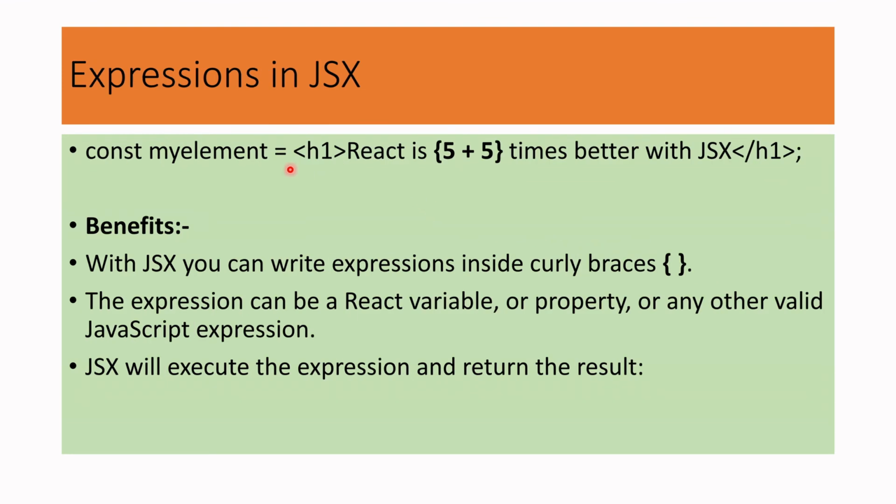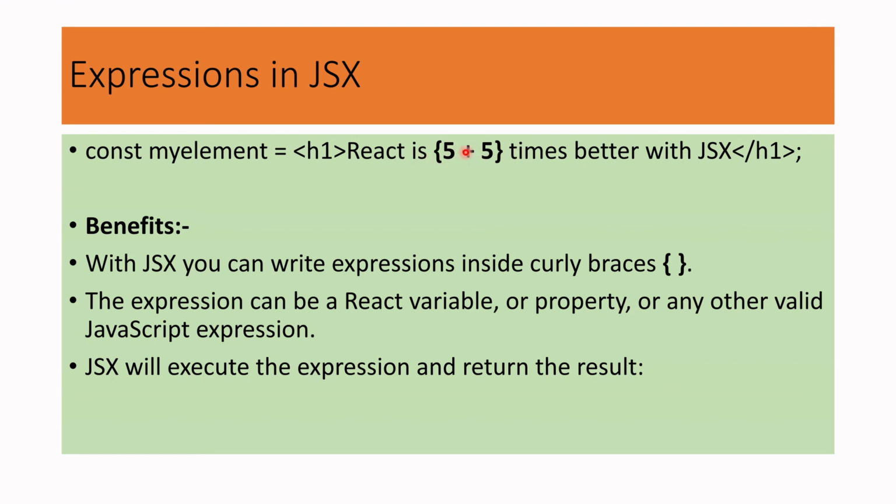Another topic here is expressions in JSX. The const we have written here is myElement, with the h1 tag, and we are ending the h1 tag here. In between I have written React in curly braces, 5 plus 5 equals 10, and the text 'times better than JSX'. So 5 plus 5 is a calculation. If we want to do some calculation in JSX, we have to pass curly braces, so that with JSX we can do calculations and make a dynamic page, when any user accesses the page from the server.